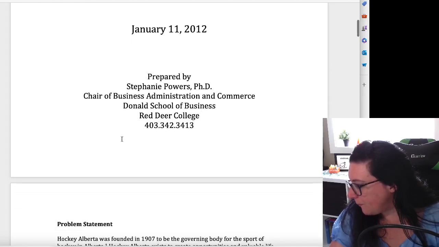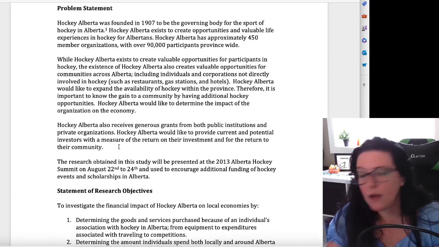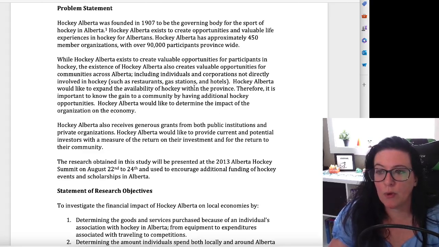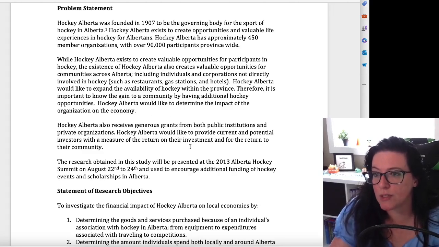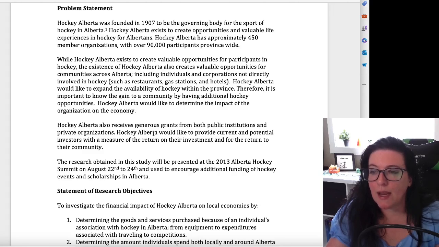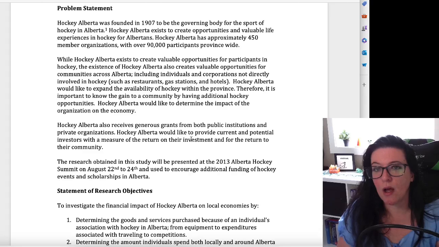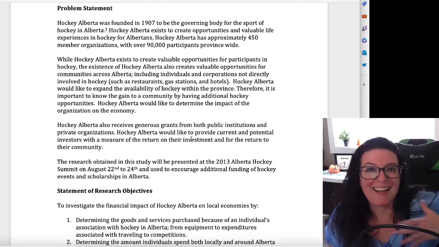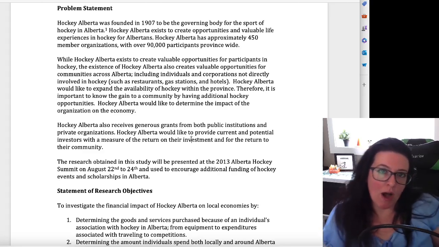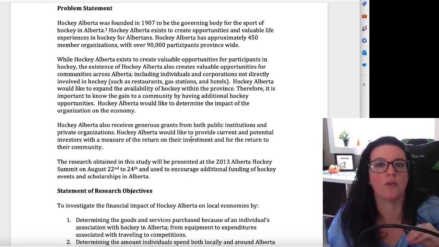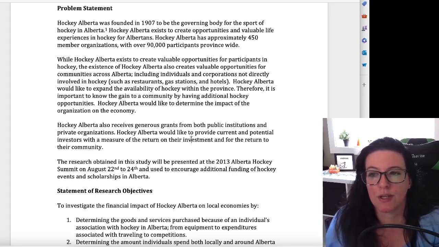So let's look here. Here's the problem statement, Hockey Alberta. So some background about Hockey Alberta, founded in 1907. They exist to create valuable opportunities for participants. They receive generous grants. And so they would like to provide current and potential investors with a measure of the return on their investment. So what they want is they want to be able to say to people who give money to Hockey Alberta, for every dollar you give to Hockey Alberta, here's the impact it has on your community. Not just those who are playing hockey, but to those who own the restaurants and the hotels, and that ripple effect it has across the community.